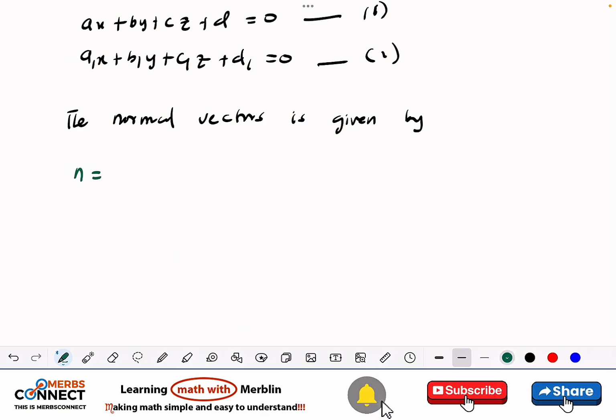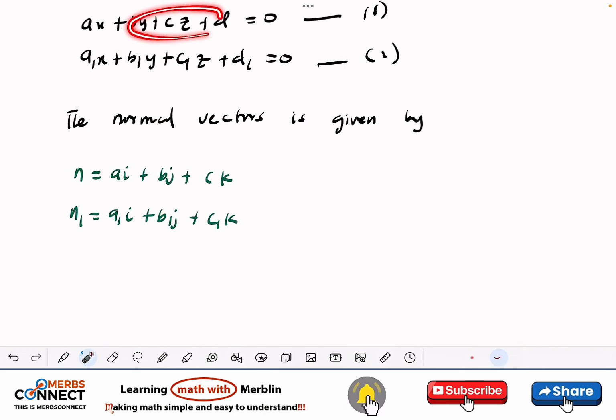So we are going to have, remember when you're talking about vectors and we are having x, y, z, then it means that we need to have it in direction. So when I find the normal vector for the equation 1, I'm going to have ai plus bj plus ck. The d will go to 0 because we don't have any direction attached to that. Then my n1 will be equal to a1i plus b1j plus c1k. So this is how it is.